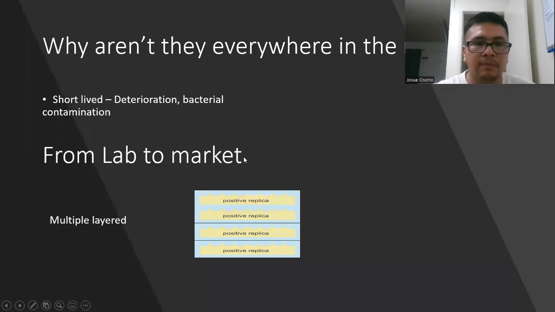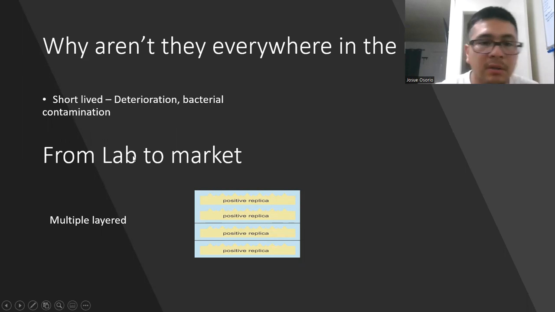All right, let's keep going. So why aren't they in the market everywhere if we're really good at making them and it's easy to make them? Because they are short-lived. They deteriorate and they get bacterial contamination. Bacteria are everywhere. They like to be everywhere. And we haven't found a solution so far. I haven't come up with a solution yet, but I do have a solution from lab to the market.